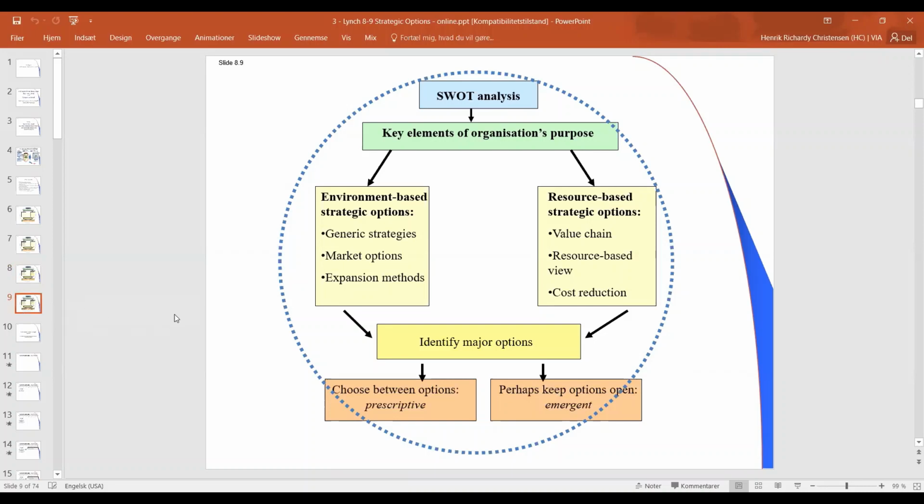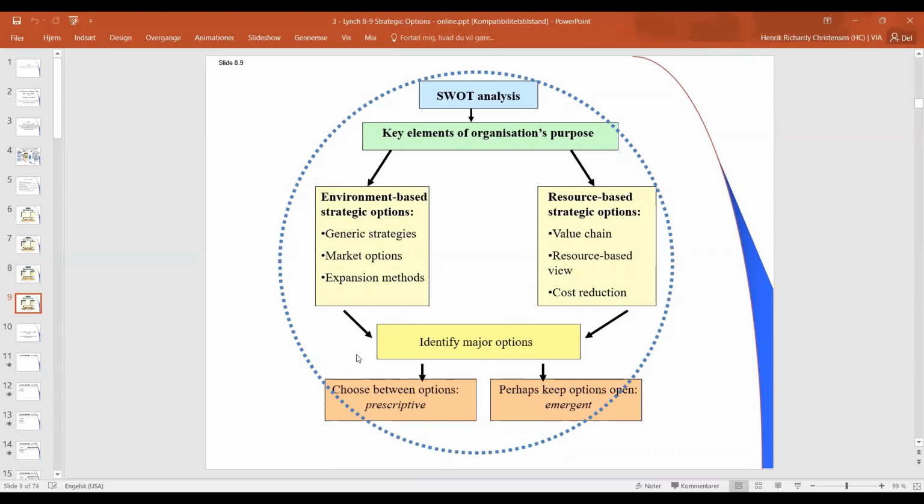And then, of course, when we have finalized our different strategies that we would like to have, then we have these major options, as we would call them. So we would take all the options from the environment-based, for example some generic strategies, some option strategies. We take some strategies from the value chain, from maybe cost reduction, and we pool them together into one box. And then we need to make a choice. And therefore, we have this next section, and we will deal with that later. But this is where we are choosing between those different options.